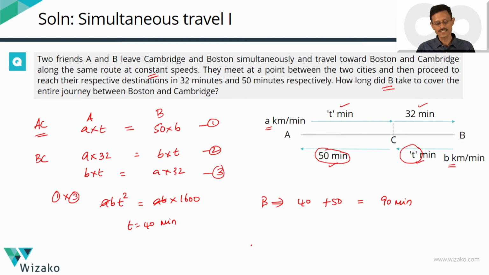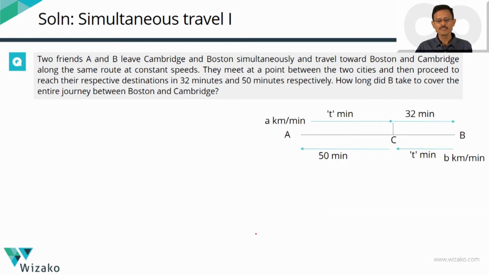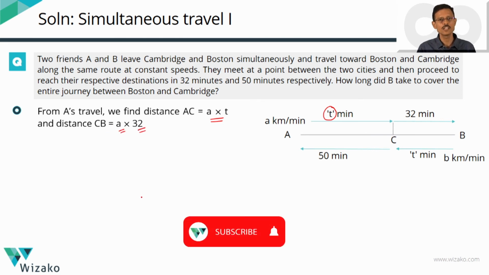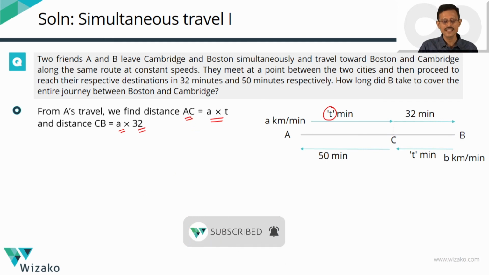Quickly recap this entire thing in a printed form. We're going to be measuring A's travel. A's travel distance AC is equal to speed of A into time taken by A. A has taken T minutes for AC. And A continues his travel. He takes 32 minutes for BC and is traveling at the speed of A kilometers per minute. So we've computed A's distance AC and A's distance BC.